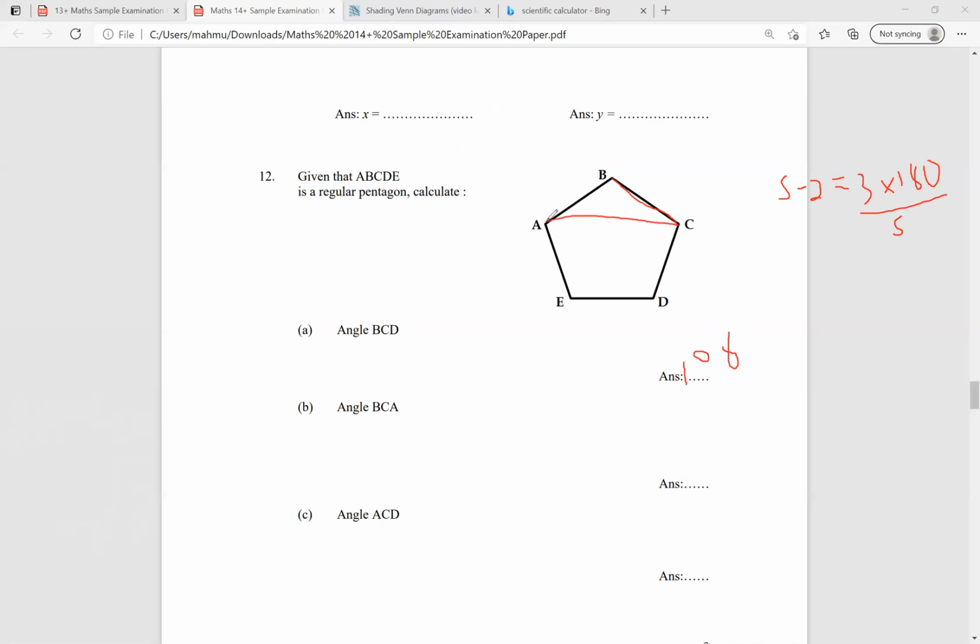So let me just draw this again. So B is there, C is there. They want us to find this angle now, BCA. This angle will be the same as this angle. So 180 minus 108 is 72. 72 divided by 2 is 36. Very good, because this will be parallel. Now you look at ACD.